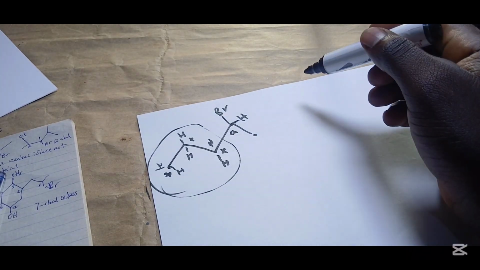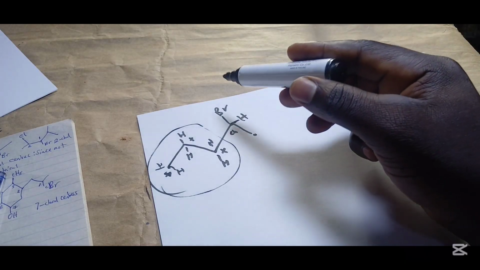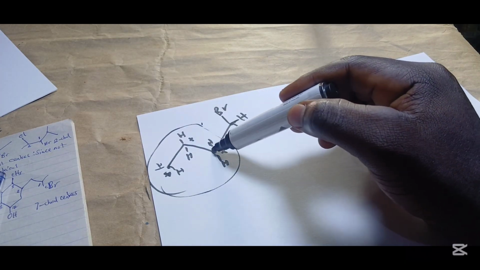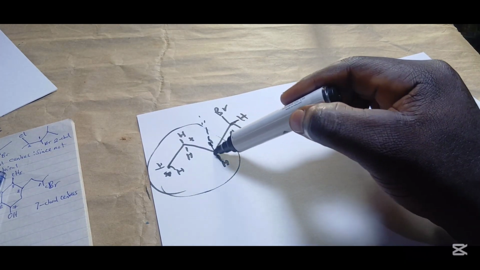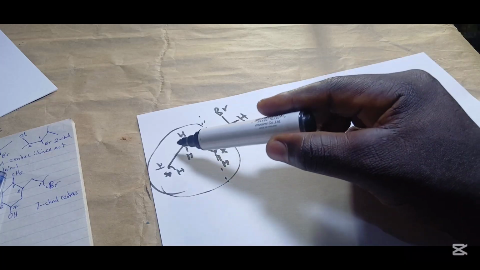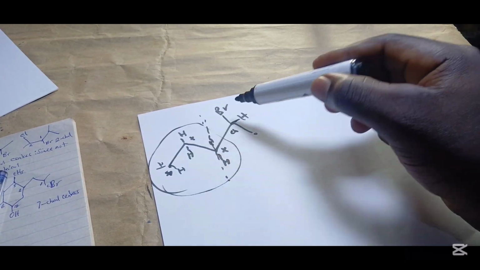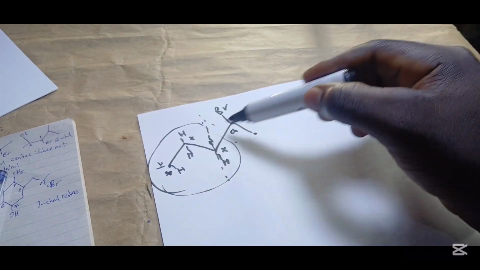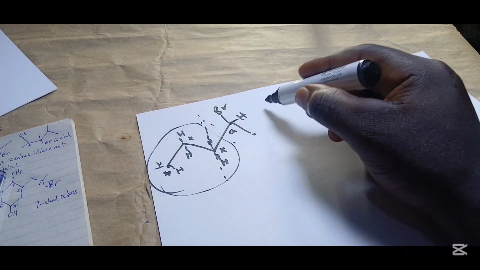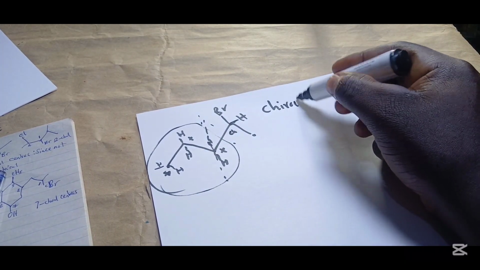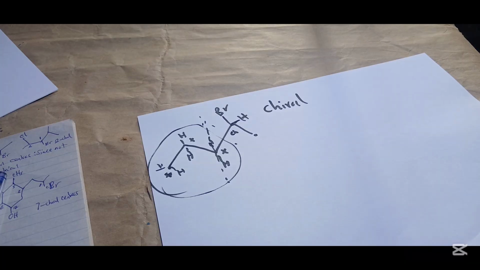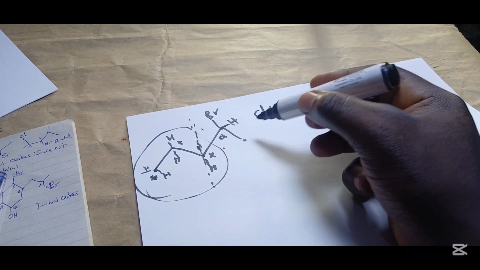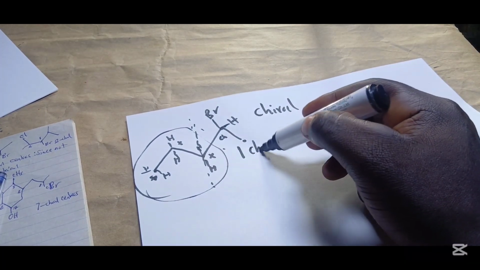So there is no line of symmetry, no line that will divide the molecule into equal parts. If we put a line of symmetry here, this one will be different from that. Here too the same, and then here too the same. This part of the molecule will be different from this. So this molecule is chiral, and the molecule has 1 chiral center.